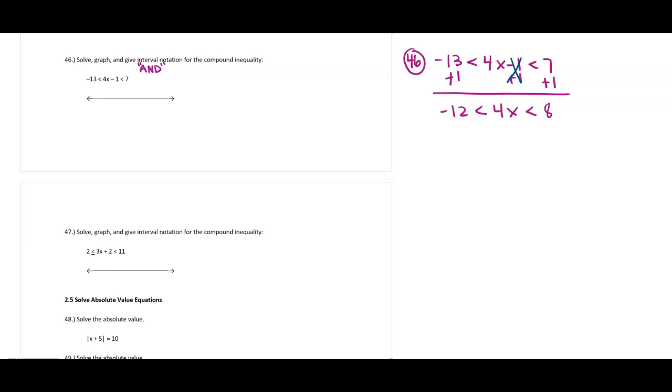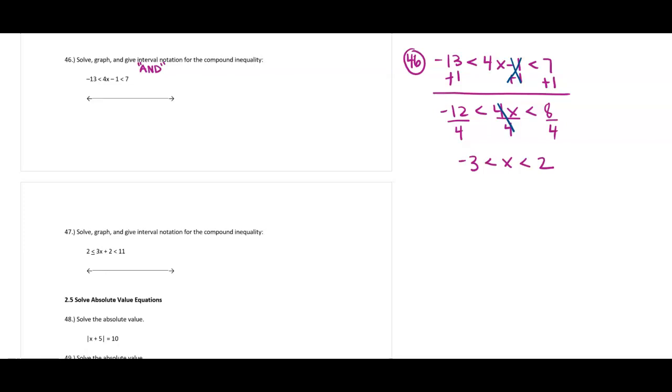And then to get the x by itself in the middle, I still need to divide by 4, right? So 4 divided by 4 is 1, so I'm just left with a 1x in the middle, which is what I'm trying to do. But if I divide by 4 here, I've got to divide by 4 in all of the places. So negative 12 divided by 4 is negative 3, which is less than x, which is less than 2.